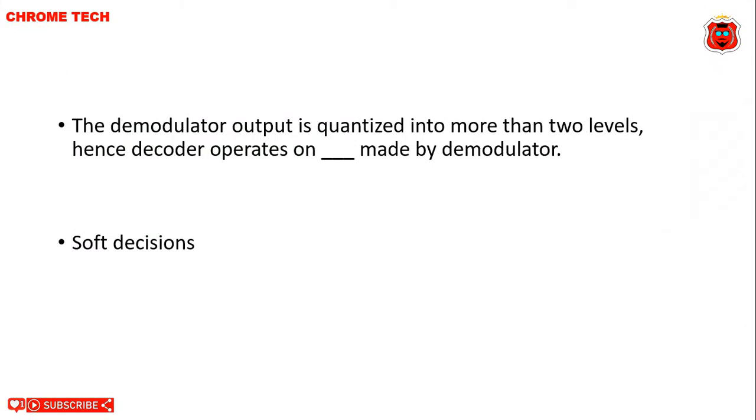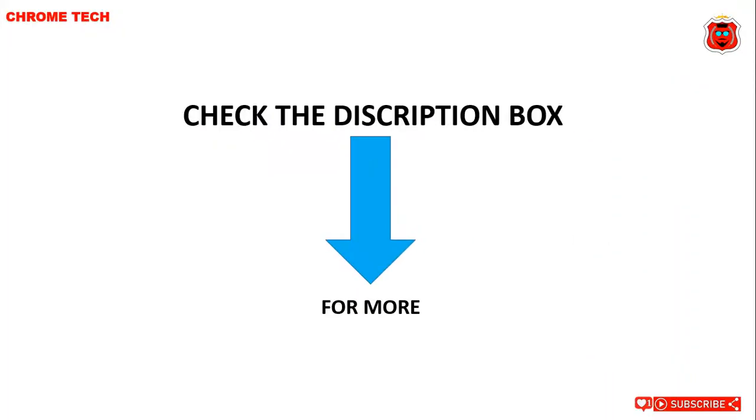The demodulator output is quantized into more than 2 levels. Hence, decoder operates on dash made by demodulator. Soft decisions. Soft decisions is the correct answer.